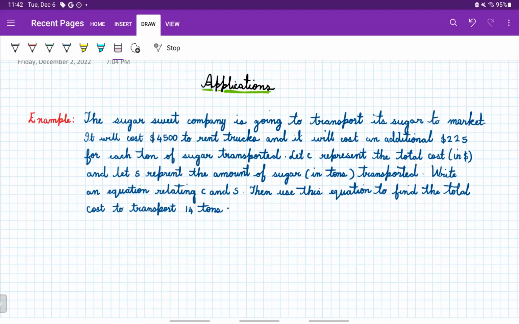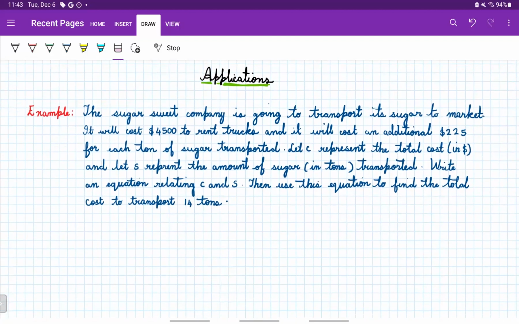All right, so in question 1 here, we have the Sugar Sweet company is going to transport its sugar to market. It will cost $4,500 to rent trucks, and it will cost an additional $225 for each ton of sugar transported. Let C represent the total cost in dollars, and S represent the amount of sugar transported. Write an equation relating C and S, then use this equation to find the total cost to transport 14 tons.